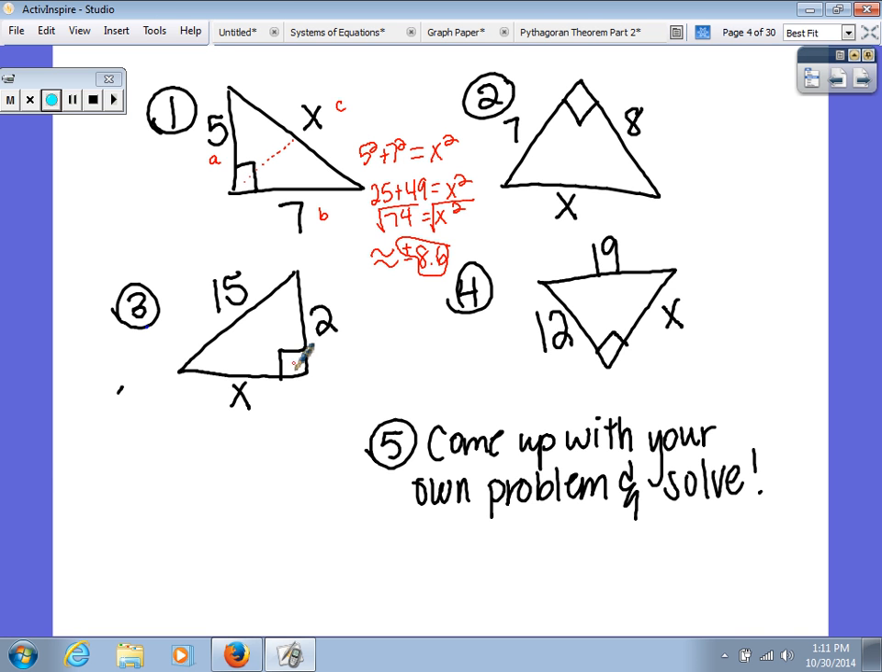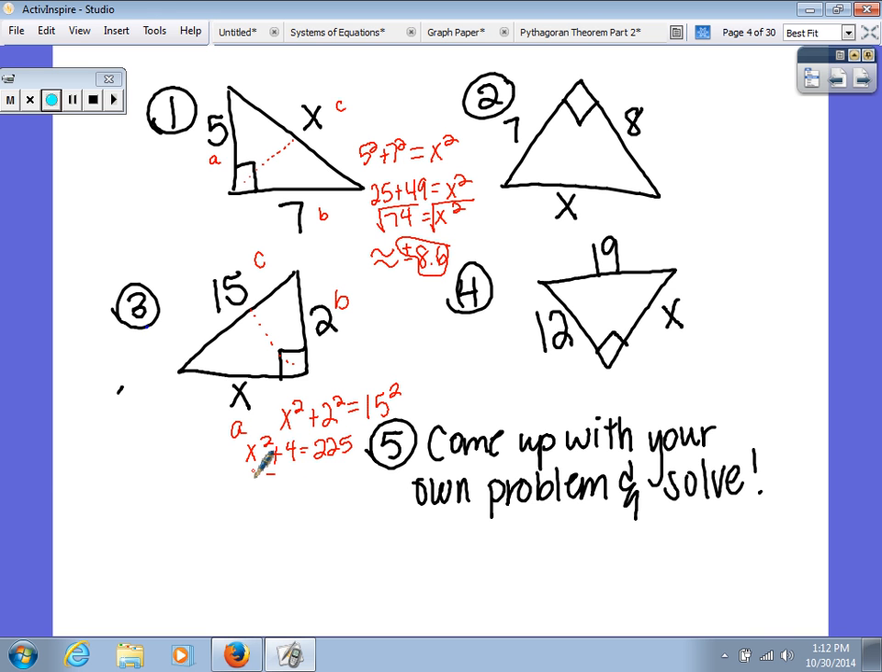So straight across from your 90 is your hypotenuse, so that would be my C. I'm going to label this A. I'm going to label this B. So I would have, after my equal sign, 15 squared. And before my equal sign, it doesn't matter which one you put first, I'll just do x squared plus 2 squared. So x squared is still x squared. 2 squared is going to be 4. 15 squared is going to be 225.